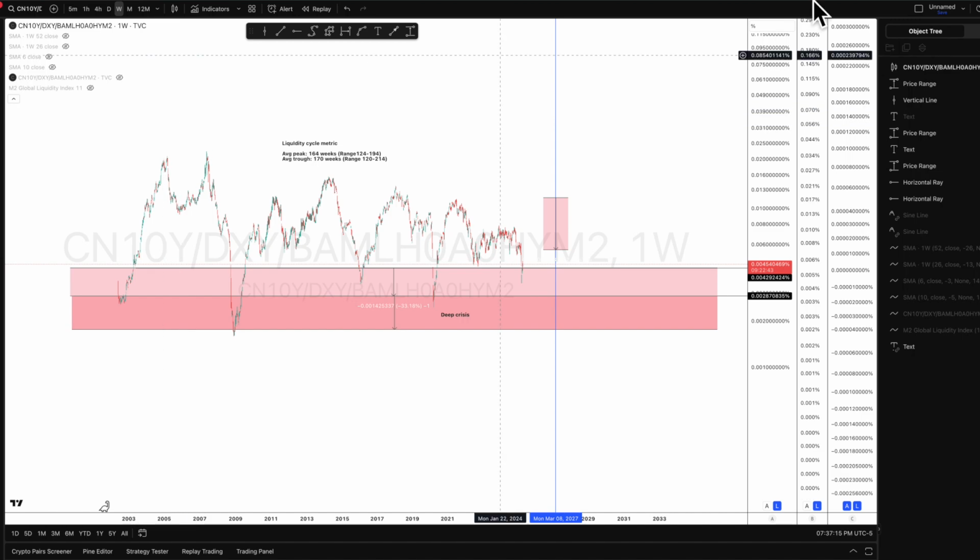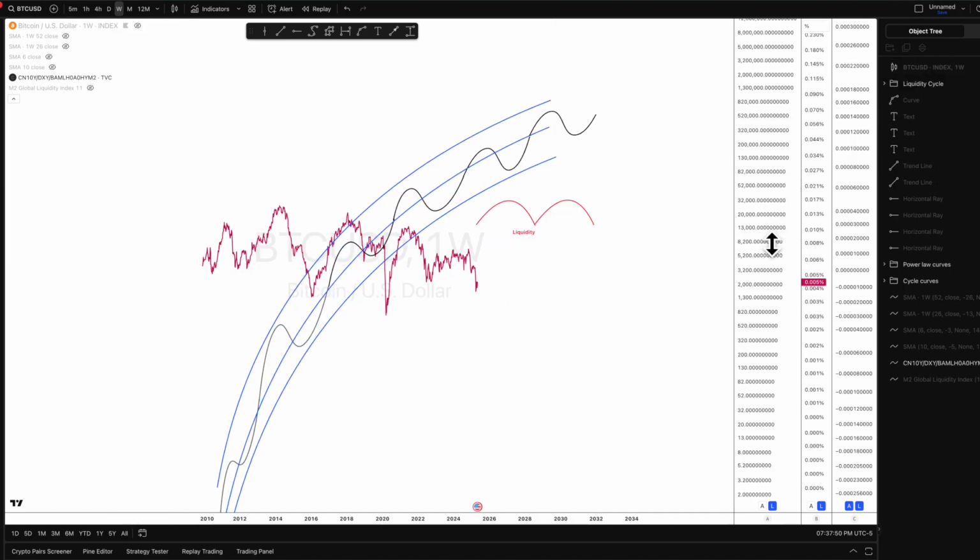Going back to Bitcoin here. So we've got Bitcoin idealized cycle in black.